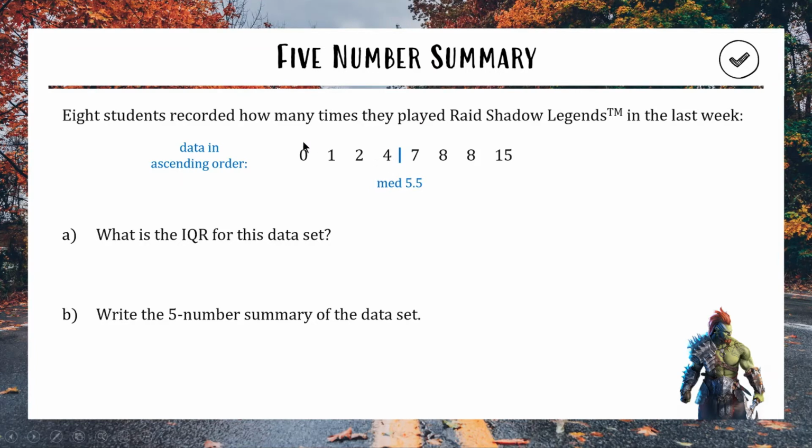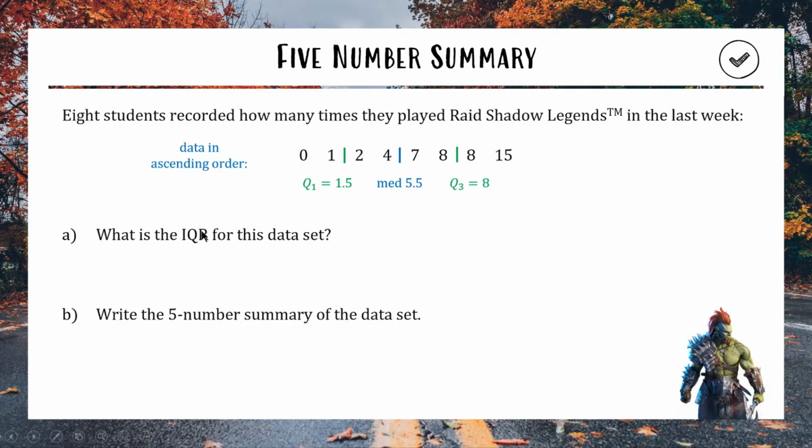Now we have a lower half of 0, 1, 2, 4, and we have an upper half of 7, 8, 8, 15. So the lower quartile will be the median of the lower half, which will be between the 1 and the 2. So right there is our lower quartile of 1.5, Q1. For the top half, we've got 7, 8, 8, 15. The middle is the 2 8s. If we go halfway between 8 and 8, you just get 8. And that is your upper quartile, which we write Q3.